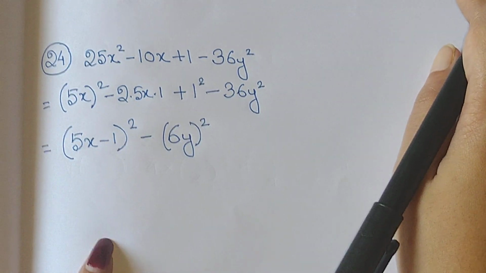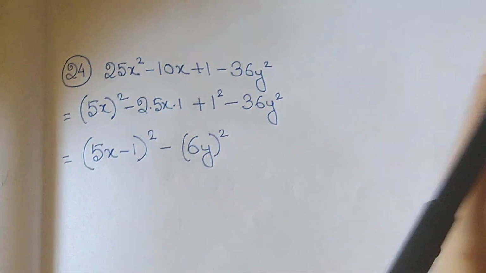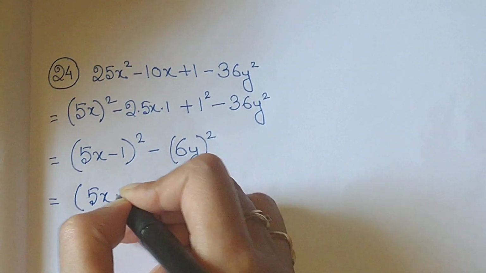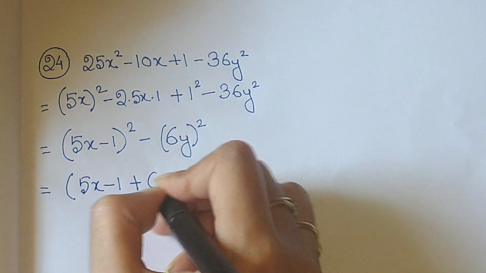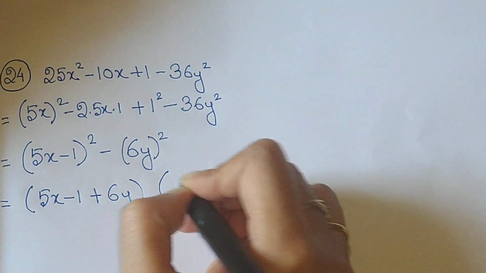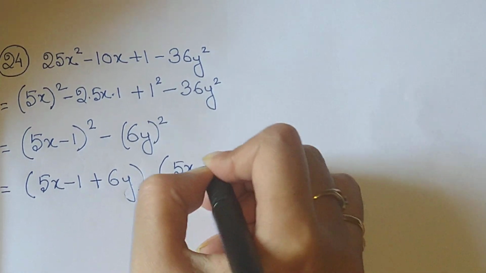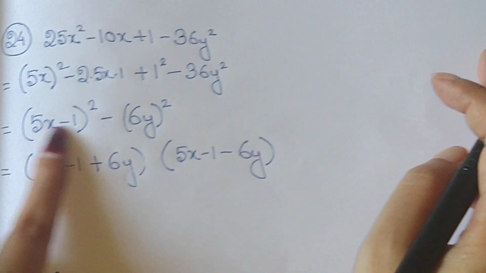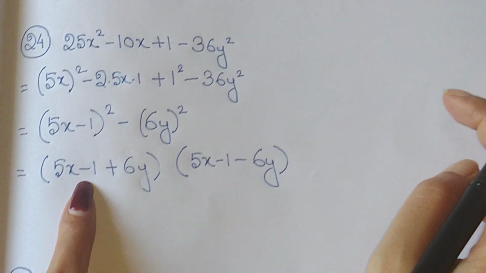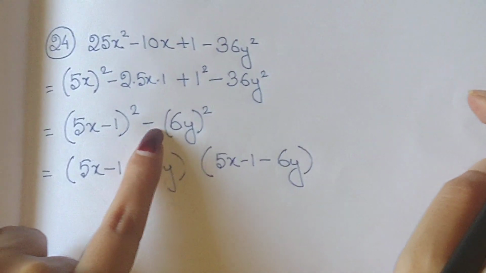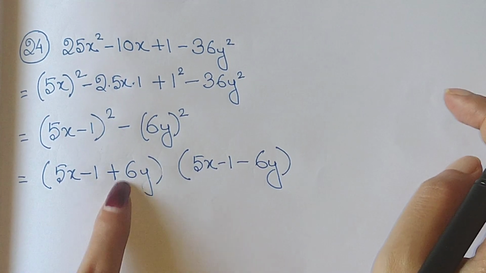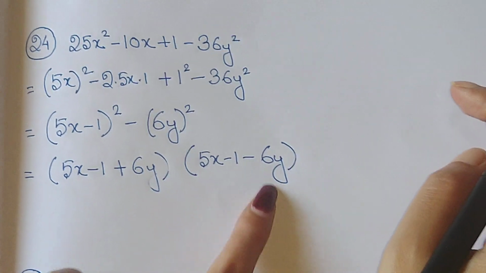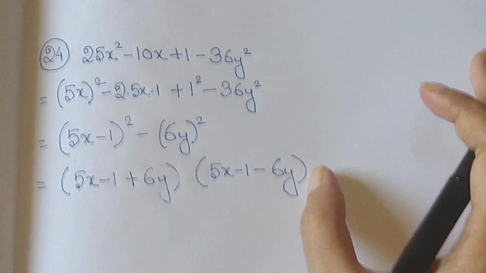Now it can be reduced to a plus b, a minus b. So this gives you 5x minus 1 plus 6y and 5x minus 1 minus 6y. Because this entire term is your a, I have written 5x minus 1, then plus 6y because a plus b, then 5x minus 1 minus 6y because a minus b. So this is your answer.